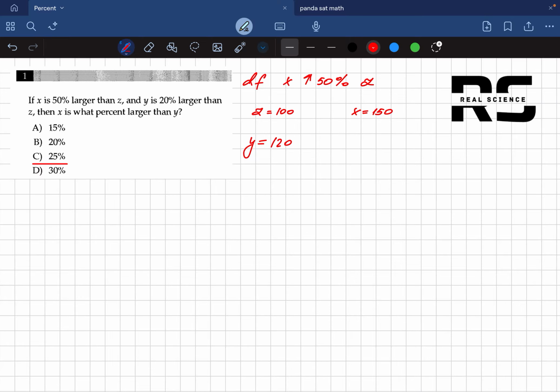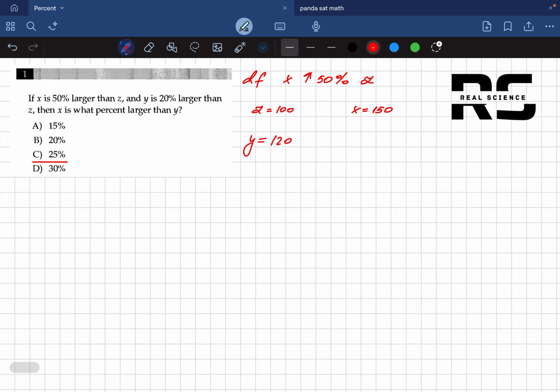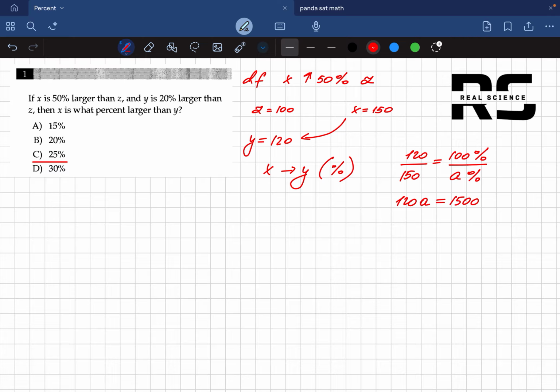And now we need to understand x is what percent larger than y. So we need to compare these two numbers. So we need to compare x to y in percent. In order to do that, let's just make up a proportion. So let's just take 120 as 100% and 150, meaning x, as, let's say, a%. In this case, we need to find a. So let's just cross multiply. 120a is equal to 150 and two zeros. Let's just cancel two zeros and a has to be equal to 125%.